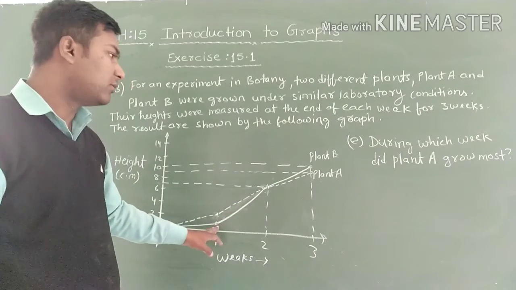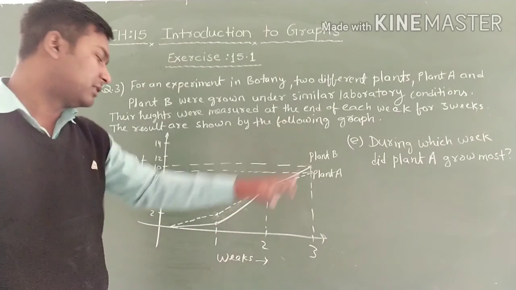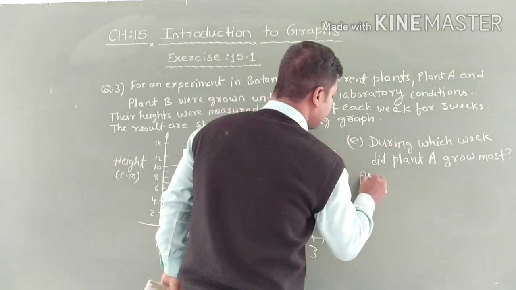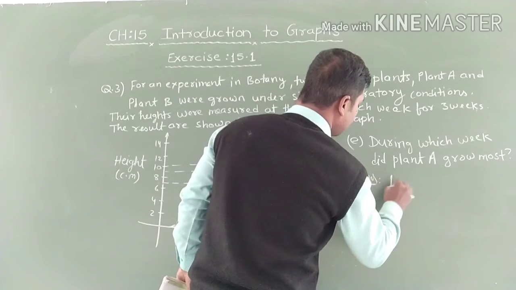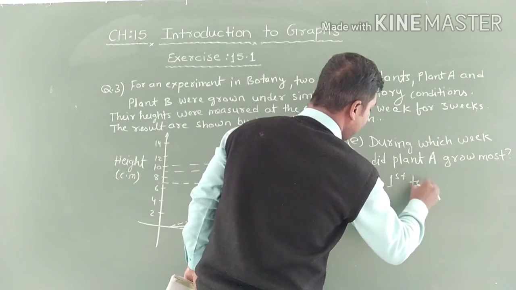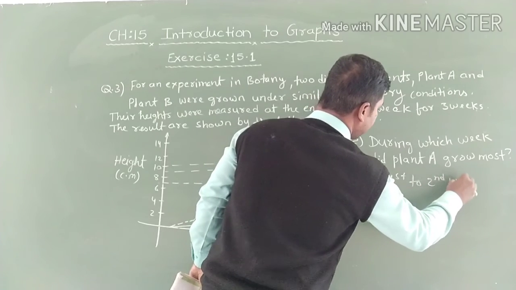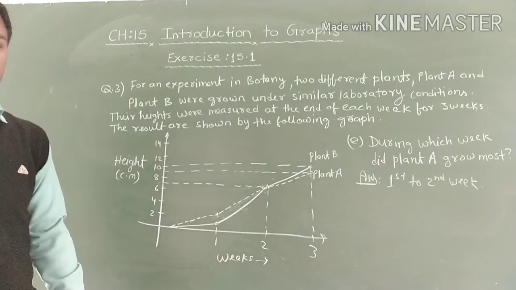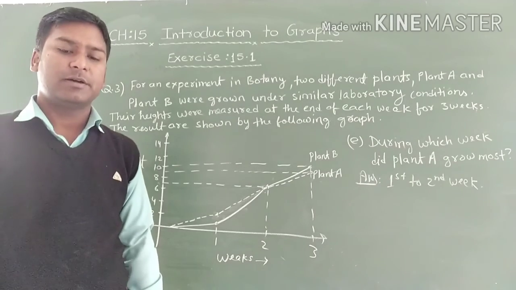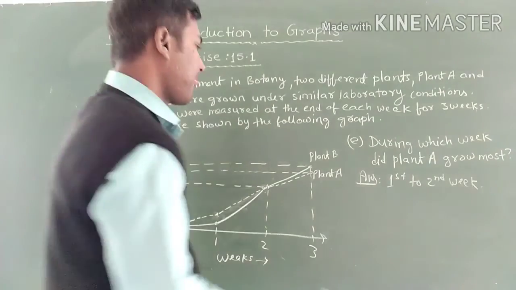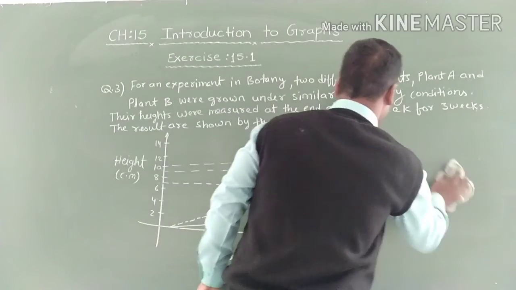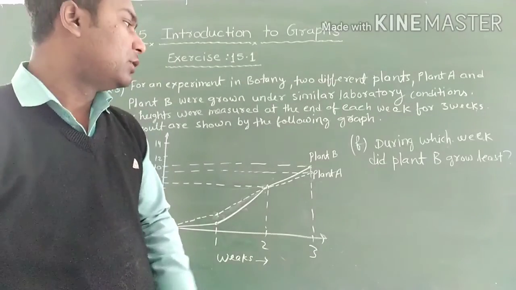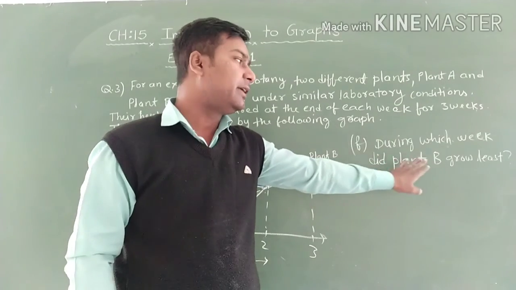Now what will be the answer? During which week? First to second week. The answer will be first to second week. Okay, so this is the final answer. Now the next one, that is question number F. During which week did plant B grow least?